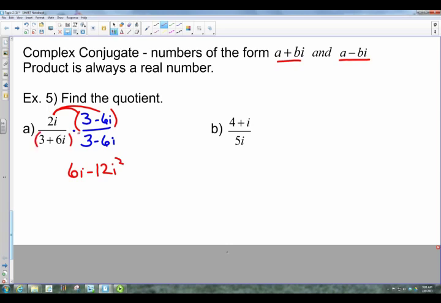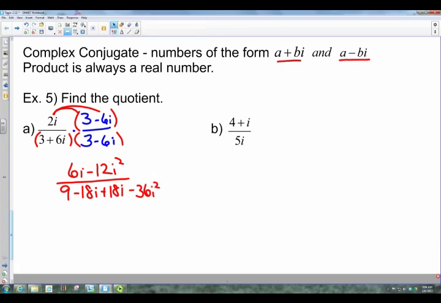Now in your denominator, you're going to end up FOILing. Okay, so when you FOIL this, you get 3 times 3, which is 9. 3 times a negative 6i, which is a negative 18i. 6i times 3, which is a positive 18i. And then 6i times a negative 6i, which is a negative 36i squared.